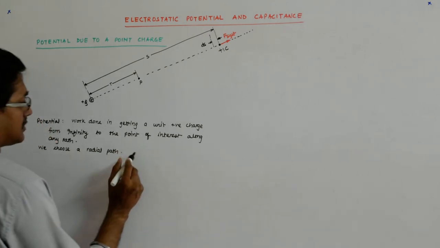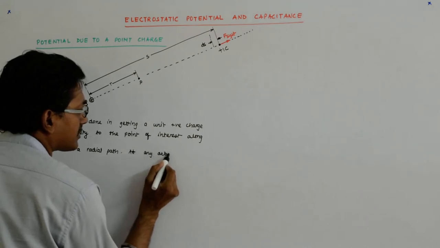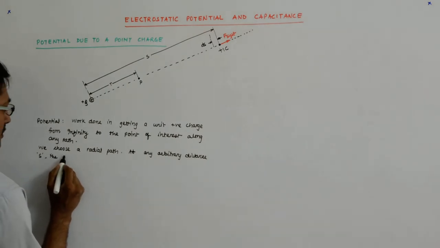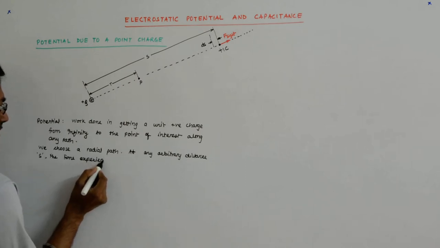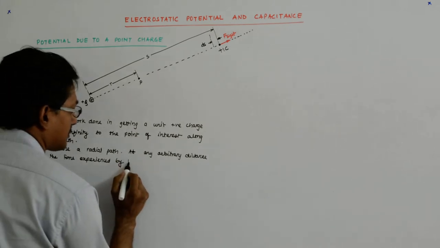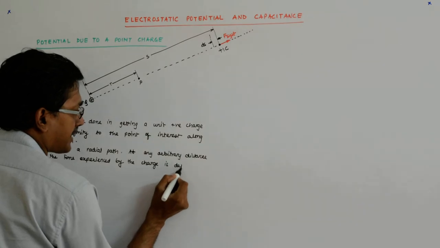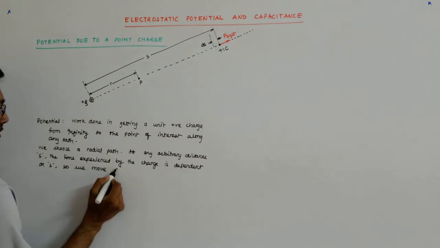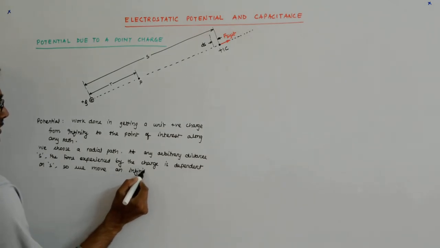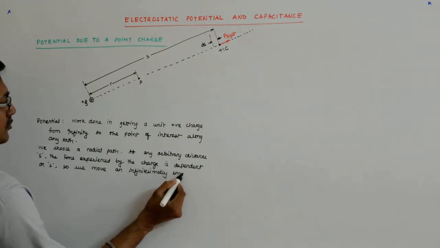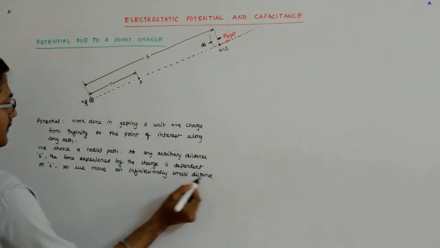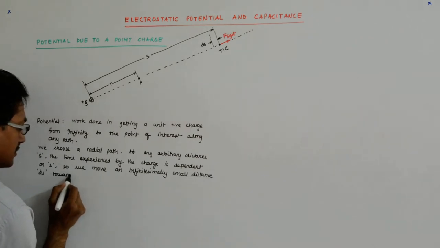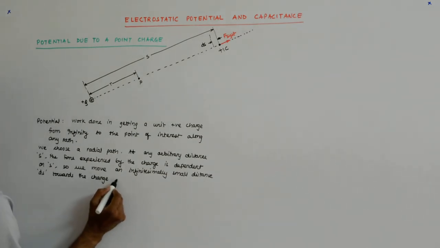So we choose a radial path at any arbitrary distance S. The force experienced by the charge is dependent on S, so we move an infinitesimally small distance ds, okay, small distance ds, towards the charge Q, okay.